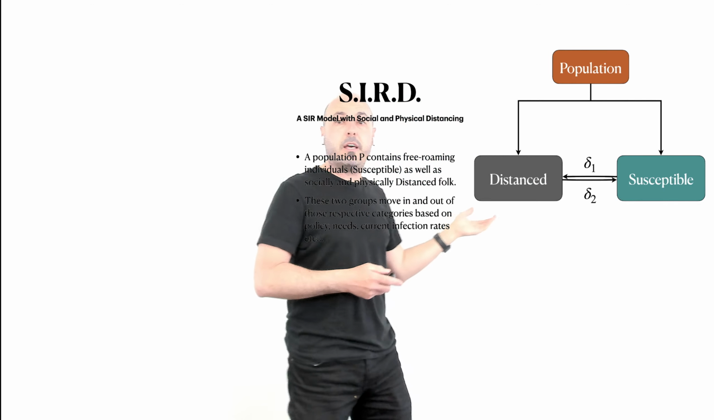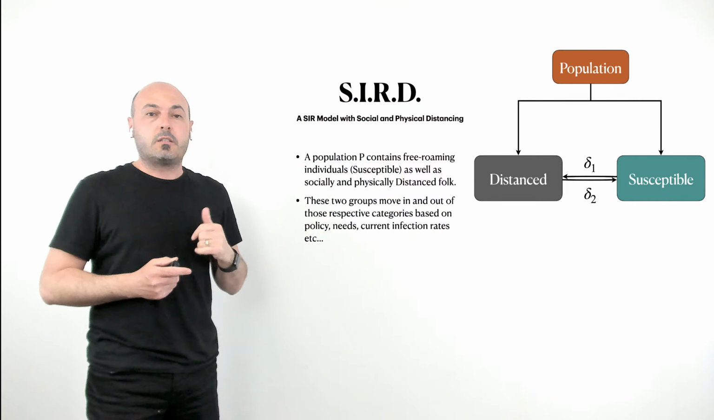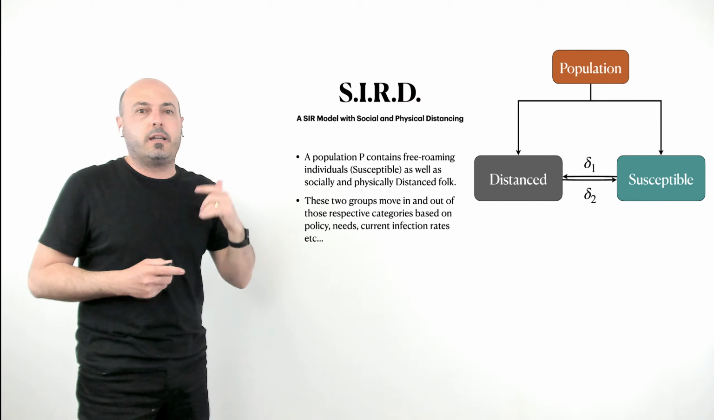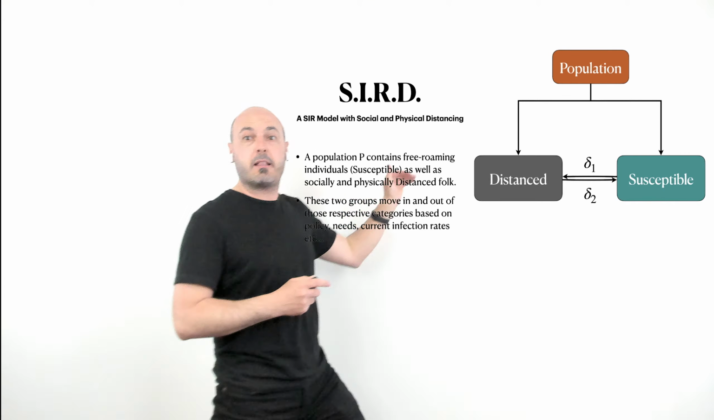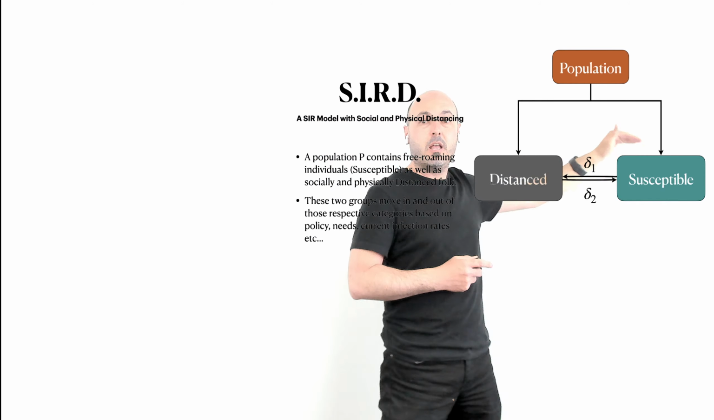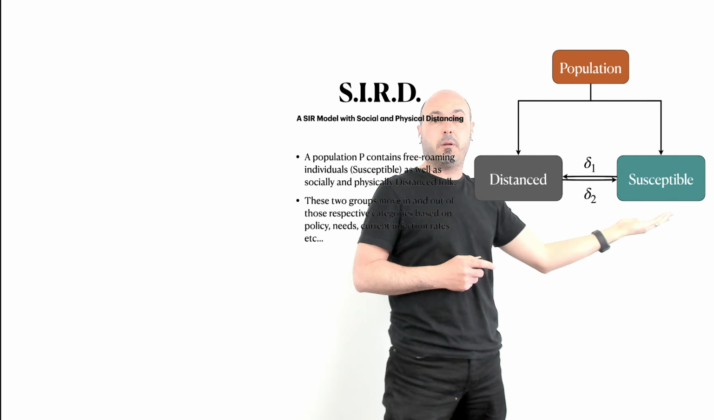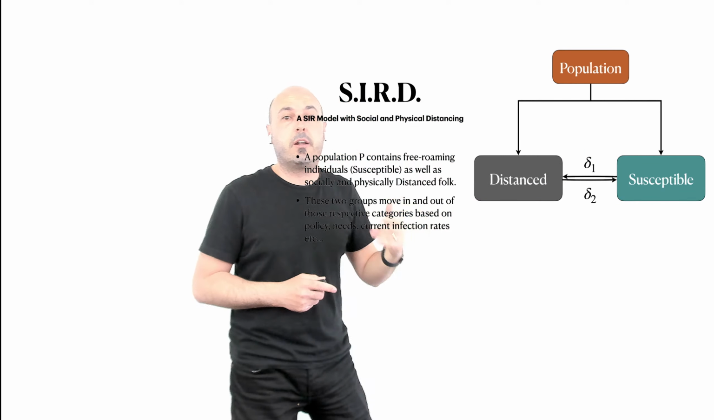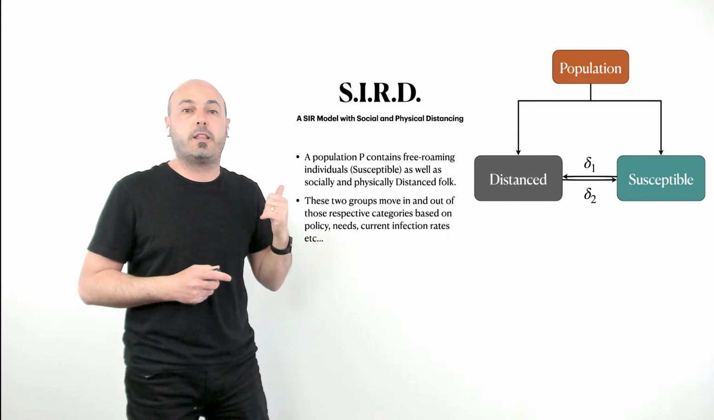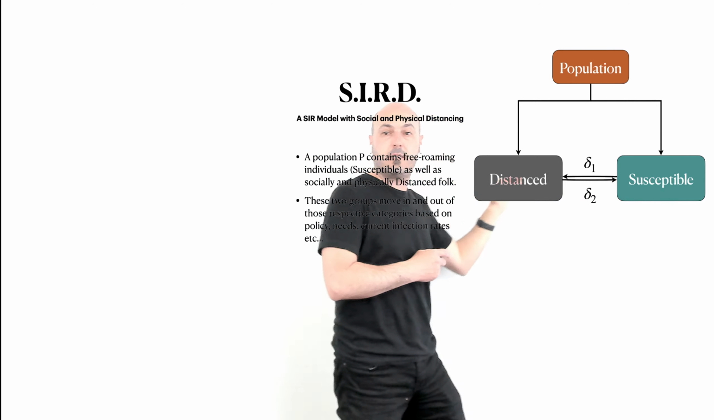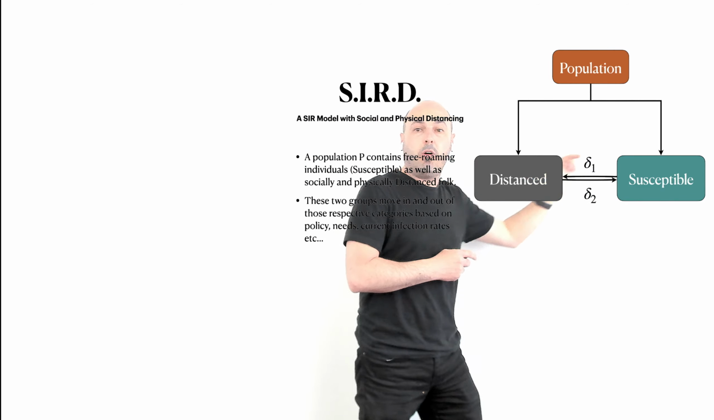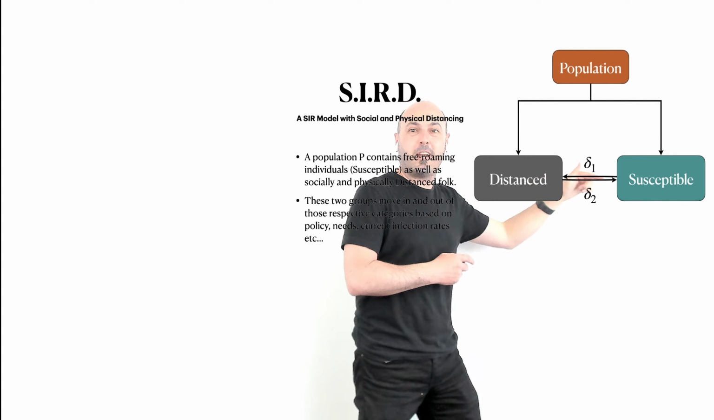Okay, and there is a two-way communication. Sometimes we ended up wanting to take the kids out to the park, for example, so that put us in the susceptible category. But some people who were susceptible decided, now that their grandmother came to live with them, to be socially distant. So there is constant movement between distanced and susceptible.